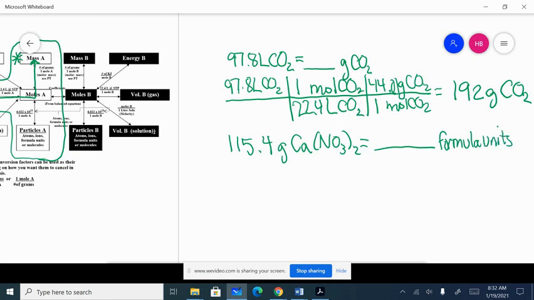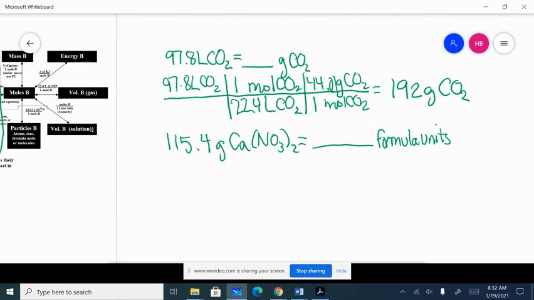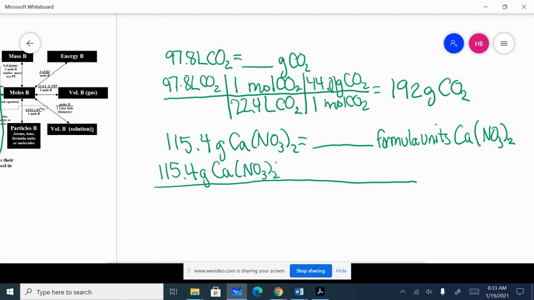Remember that an atom is a single piece of an element. A molecule is a single piece of a covalent compound, and a formula unit is a single piece of an ionic compound. So I'm going to take my given with units and labels and put it over 1.